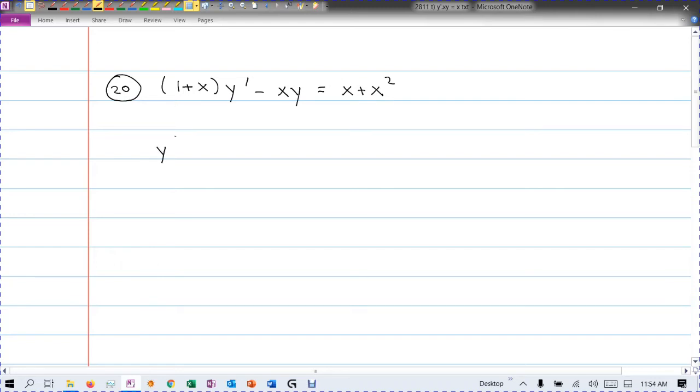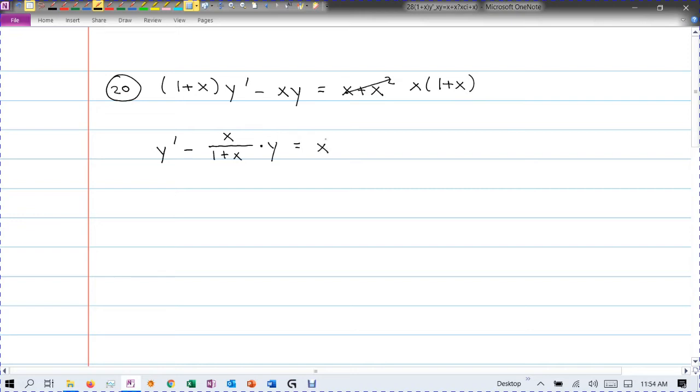That'll leave us with y prime minus x over 1 plus x times y equals, now we divide the right side by 1 plus x, but just keep in mind this is actually x factored out 1 plus x. So when we divide that by 1 plus x, we're just going to get x on the right hand side.